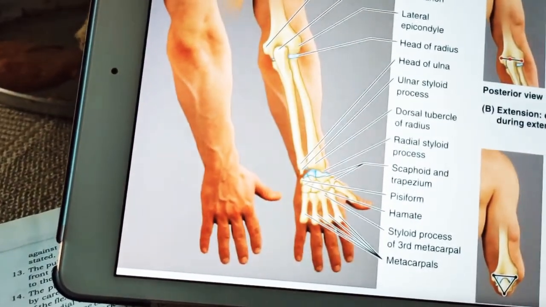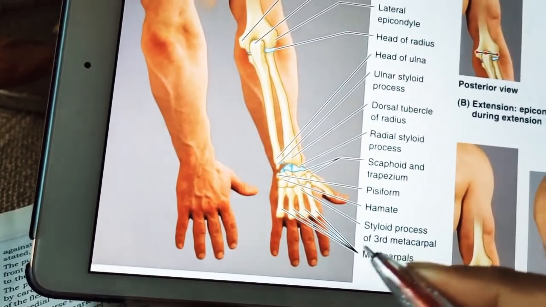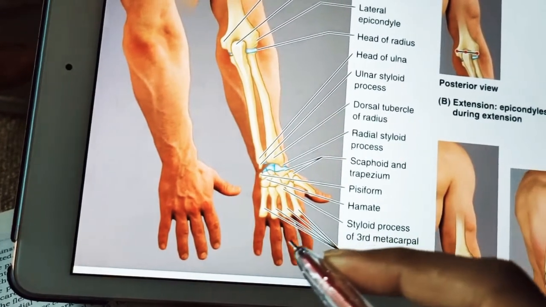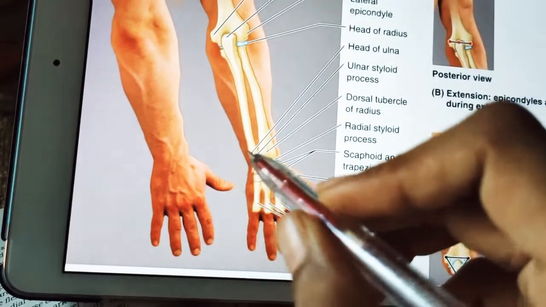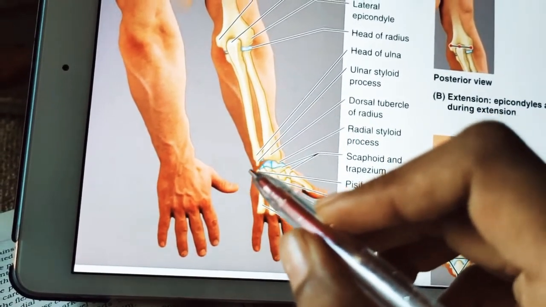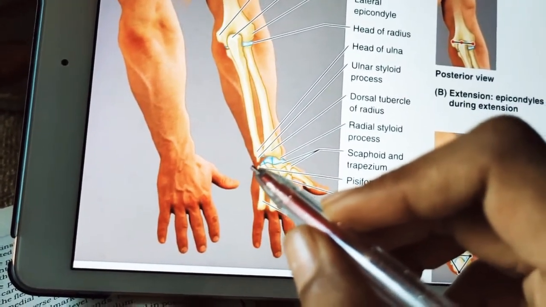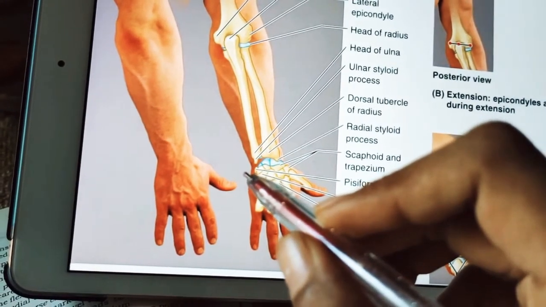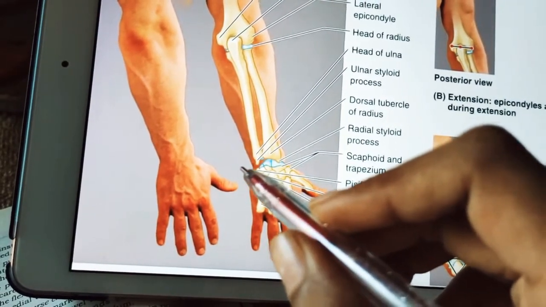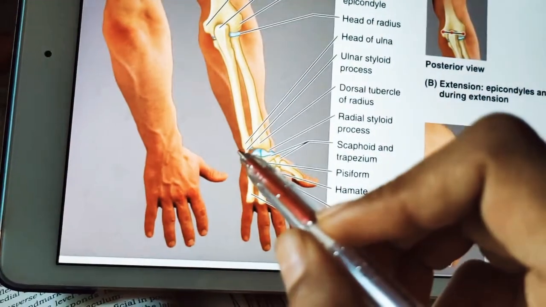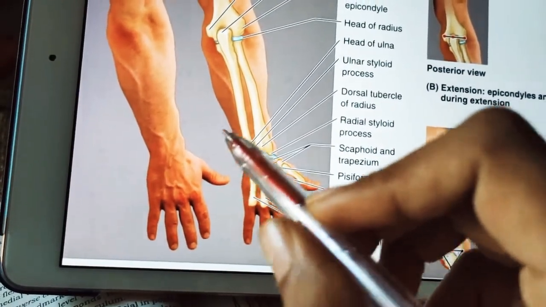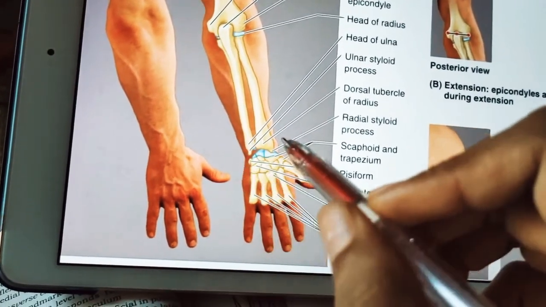Next, coming to the styloid process of ulna, it projects downwards from posterior medial aspect. You can see this is also posterior aspect, posterior medial aspect of the lower end of ulna. Its tip is also felt on posterior medial aspect of wrist, where it is about 1 centimeter above the tip of styloid process of radius. Yeah, that's what we have discussed. The styloid process of ulna is 1 centimeter above the tip of styloid process of radius.